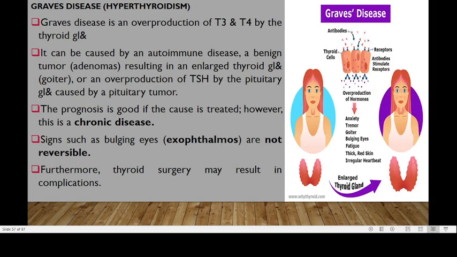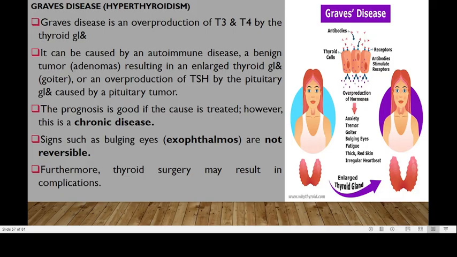The other condition is Graves' disease. Graves' disease here is an overproduction of T3, T4 by the thyroid gland, and it can be caused by an autoimmune disease, or a benign tumor like adenoma, resulting in enlarged thyroid gland and overproduction of TSH, thyroid stimulating hormone, by the pituitary gland.